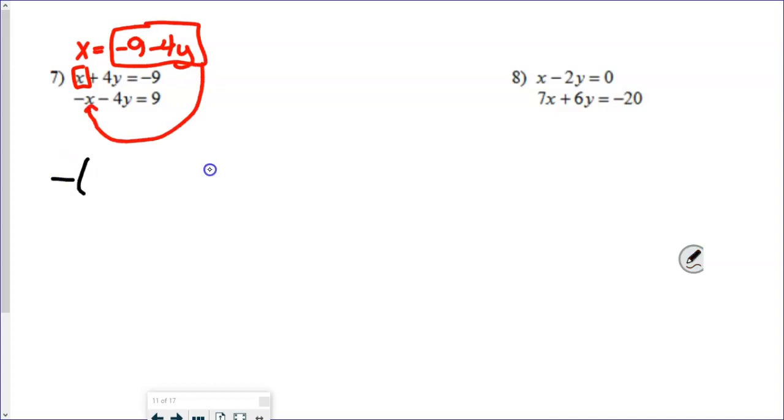That is what I'm going to substitute in for that x. Alright, so negative. Instead of x, we're going to write down that red thing.